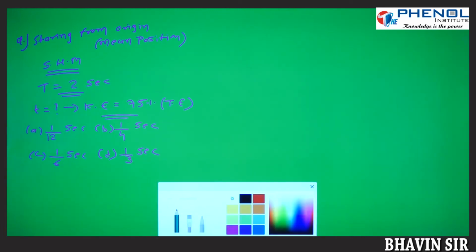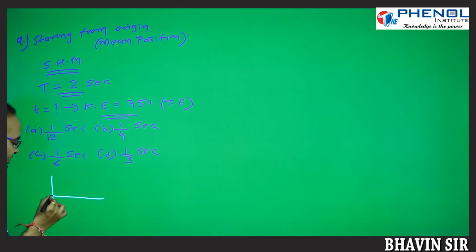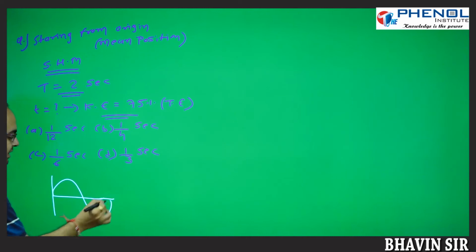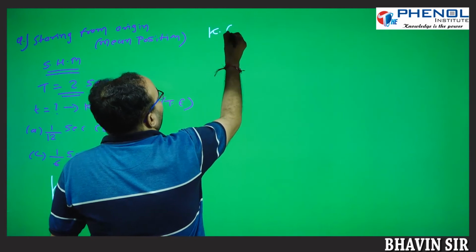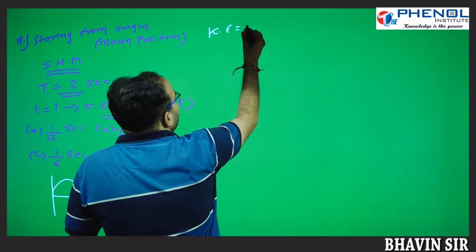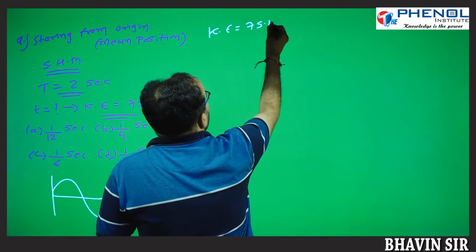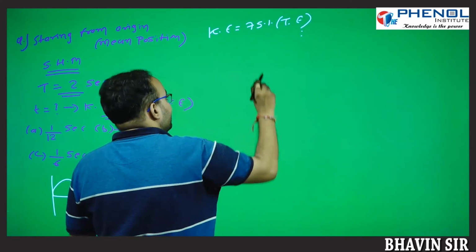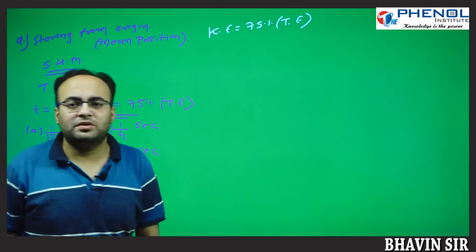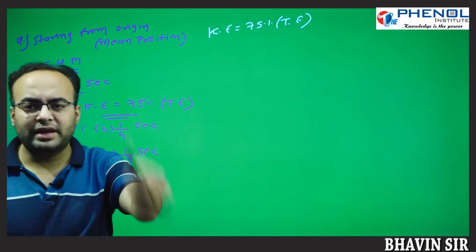So see students, starting from origin. Okay, so it starts the oscillation from origin, meaning this type of graph. This oscillation starts from mean position. Now the kinetic energy is what? 75% of total energy. When kinetic energy becomes 75% of total energy, find the time.